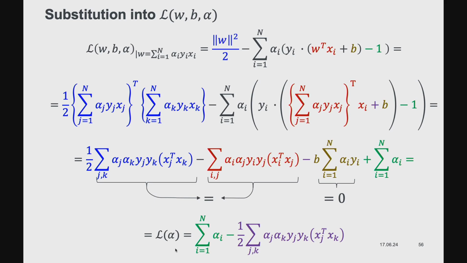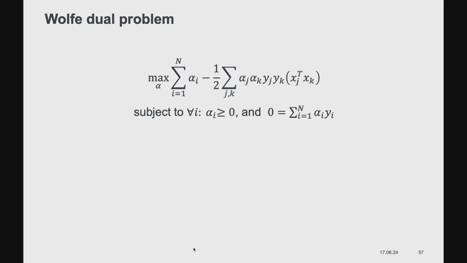And now we want an alpha such that this loss is maximal. So we look for all those alpha such that this loss, where we already have found a certain x representation depending on alpha, is maximal. And we have the requirement that the alphas must be larger than or equal to 0, and we have this constraint. And this is the dual problem to our primal problem.